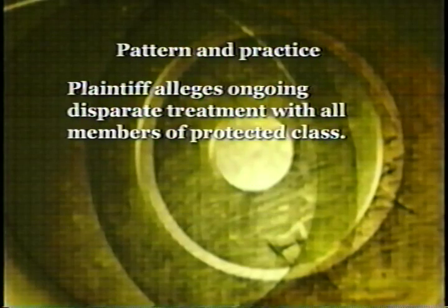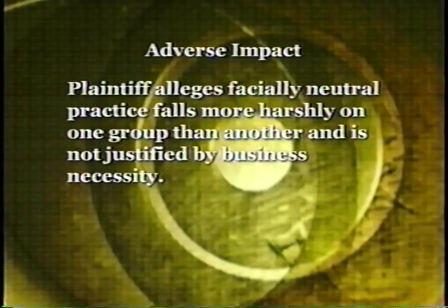A pattern and practice case is a type of disparate treatment case in which the plaintiff alleges the defendant engaged in the disparate treatment on an ongoing basis towards all members of a protected class. Statistics are often presented as evidence in these cases. Our final theory of discrimination is adverse impact, in which the plaintiff alleges that a facially neutral employment practice falls more harshly on one group than another and cannot be justified by business necessity.